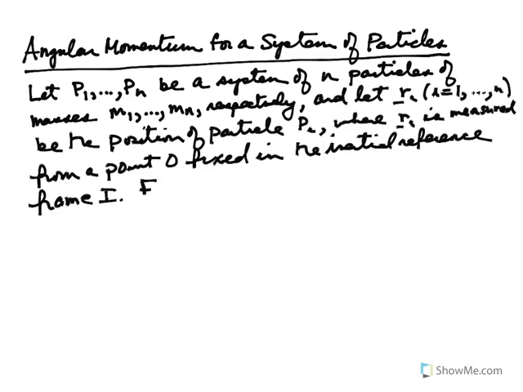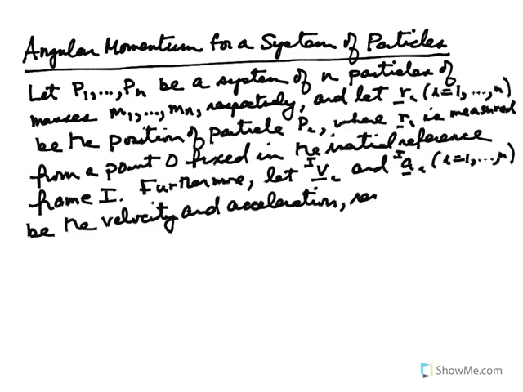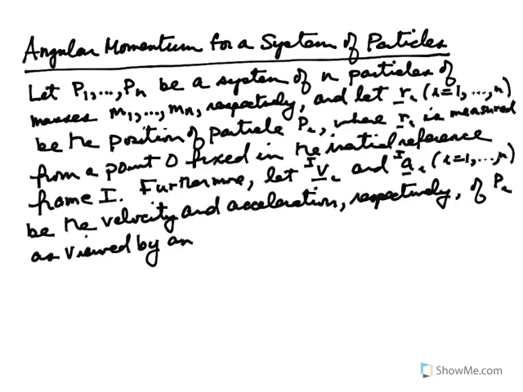Furthermore, let Vi in I and Ai in I, again for i going from 1 to n, be the velocity and acceleration, respectively, of particle i as viewed by an observer fixed in the inertial frame I.